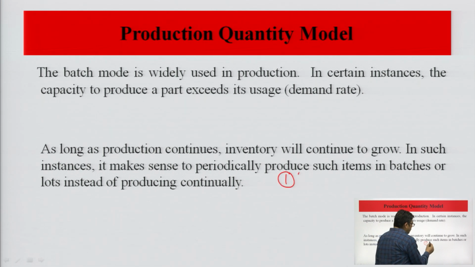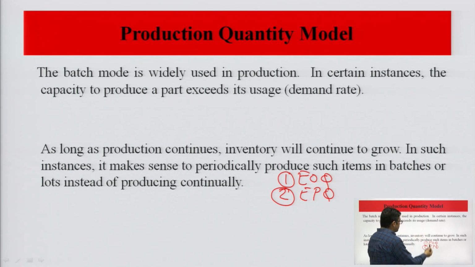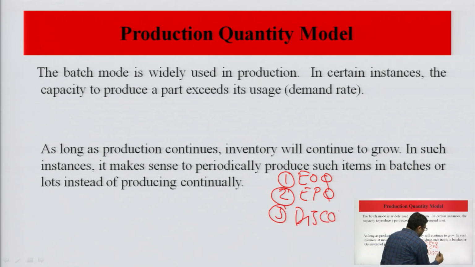First it is EOQ, that is economic order quantity. Second it is EPQ, economic production quantity, the production quantity model, and third it is the discount model.